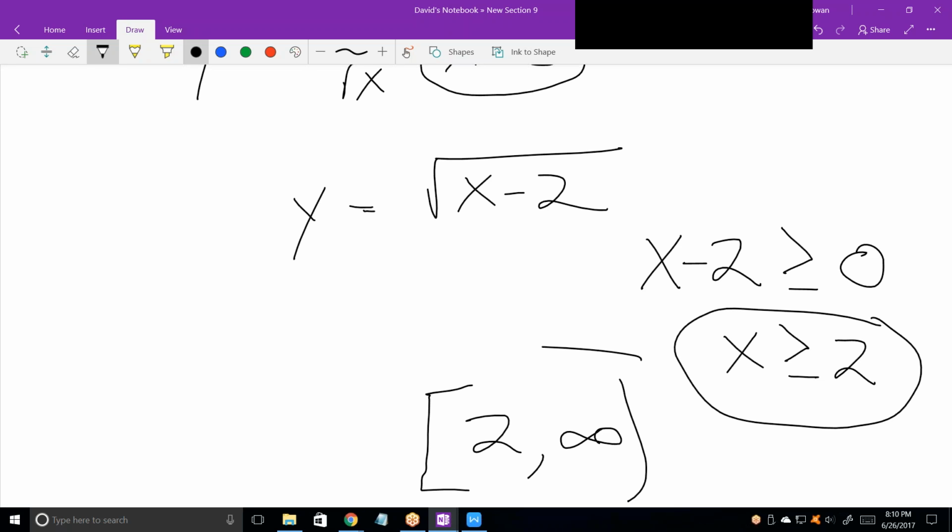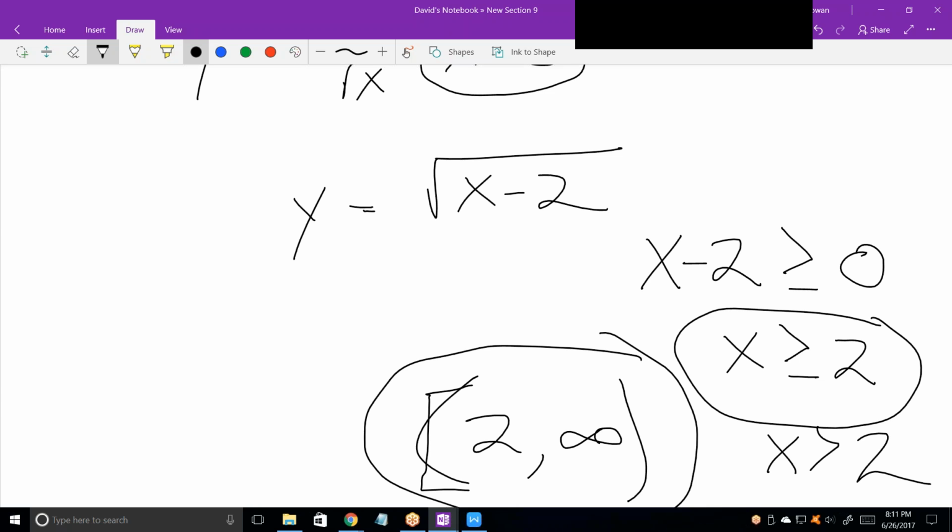When I'm writing it in interval notation, brackets and parentheses don't mean the same thing. Parentheses are always used next to an infinity sign, but the difference between a bracket and a parentheses here is if I use a bracket, it means x can actually be equal to 2. If my answer was x had to be greater than 2 only, then I would have used a parentheses there. That's the difference between parentheses and brackets in interval notation.